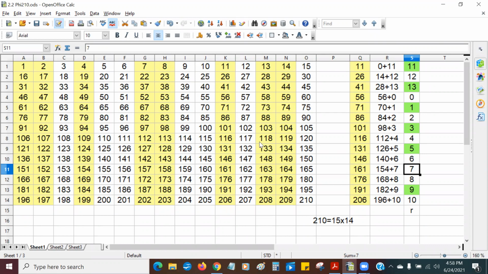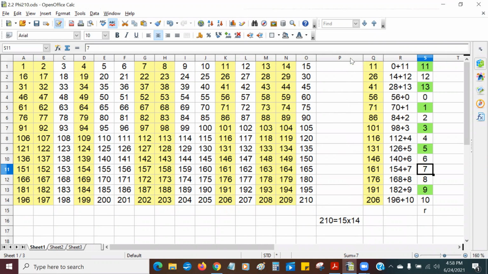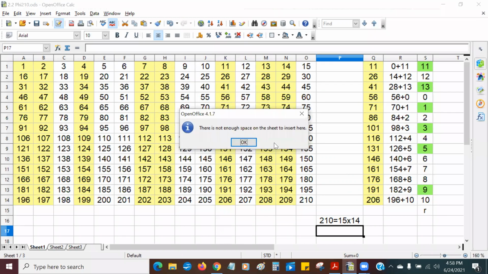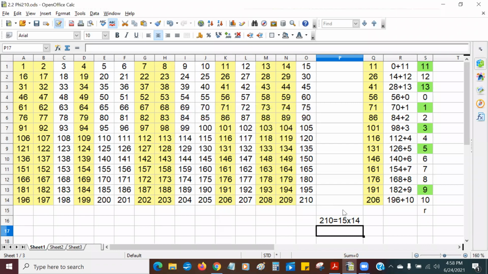So it's going to turn out that phi of 210 is going to equal 48. I'll just have to write it this way.